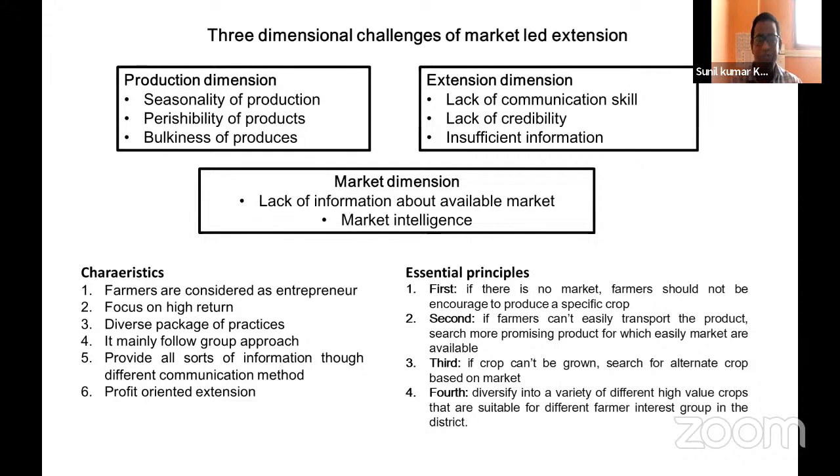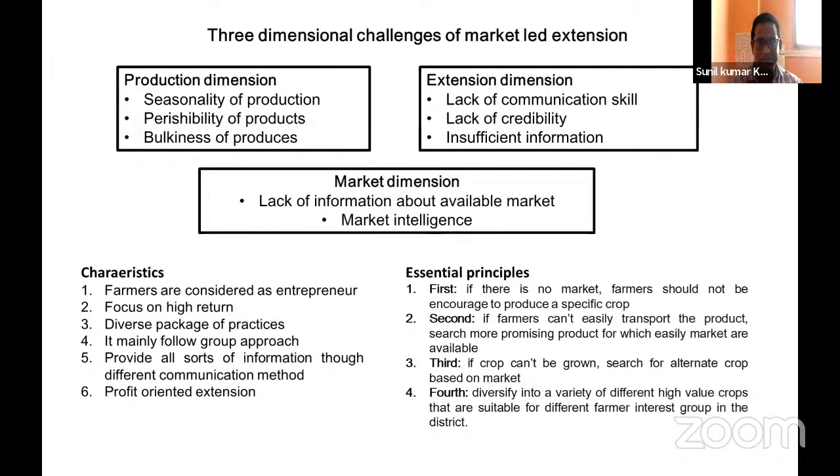When I go to the extension dimension, certainly the farmers and the market extension function lack communication and credibility about what markets are there, what type of market prices they are giving, and what type of market intelligence is there. And they are generally lacking sufficient information on market intelligence from any good agencies.